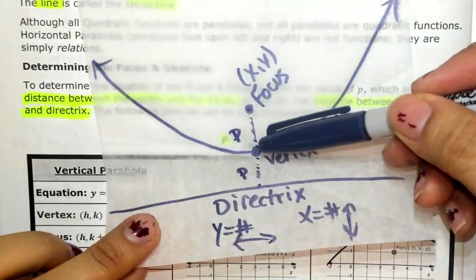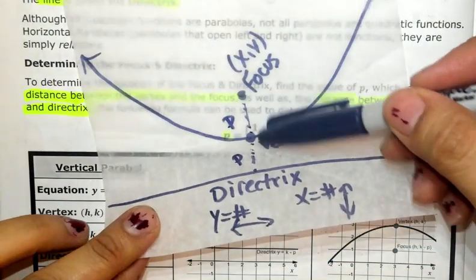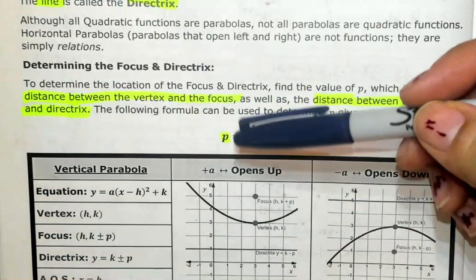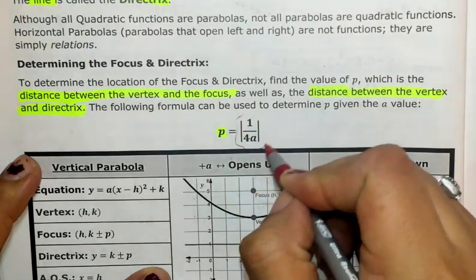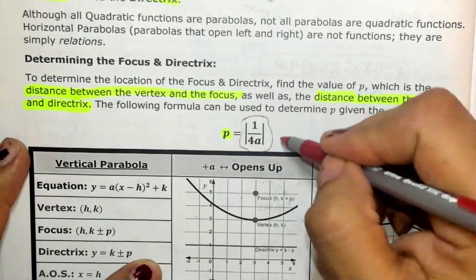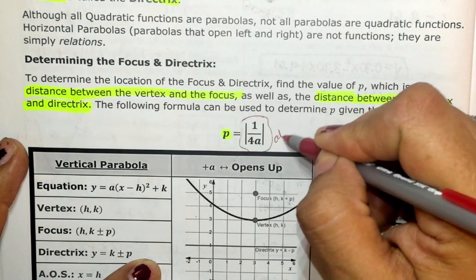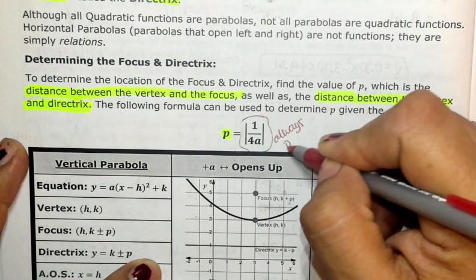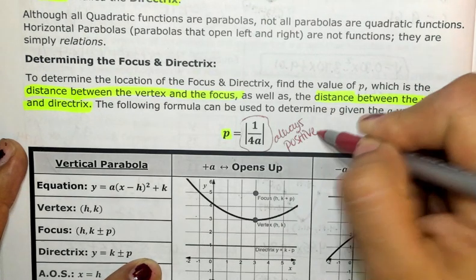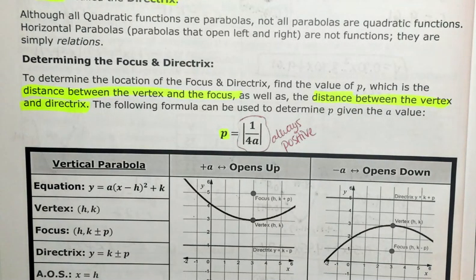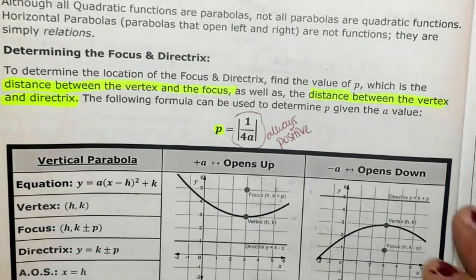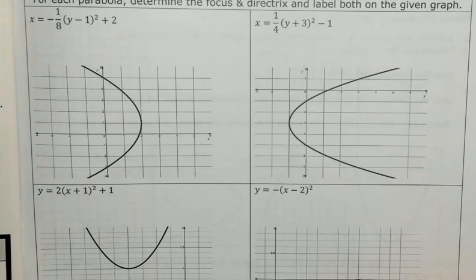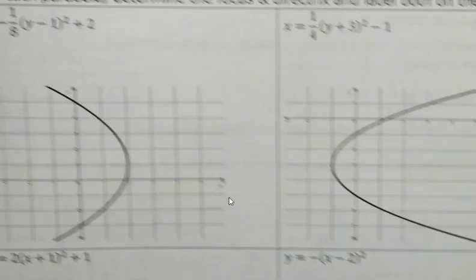The P is the distance from the vertex to the focus and the vertex to the directrix. So if you don't have the P, you have to calculate it. And the way to calculate it is following this formula. P equals the absolute value of 1 over 4a. So absolute value will always give you a positive answer because you're just finding the distance. So if you want to memorize just 1 over 4a, that's fine. So here's a couple of examples in class that we did.